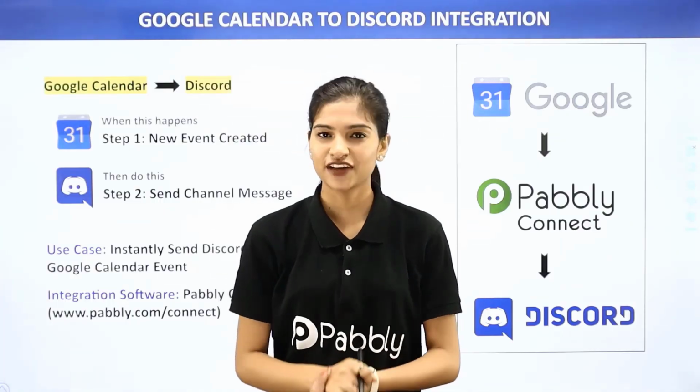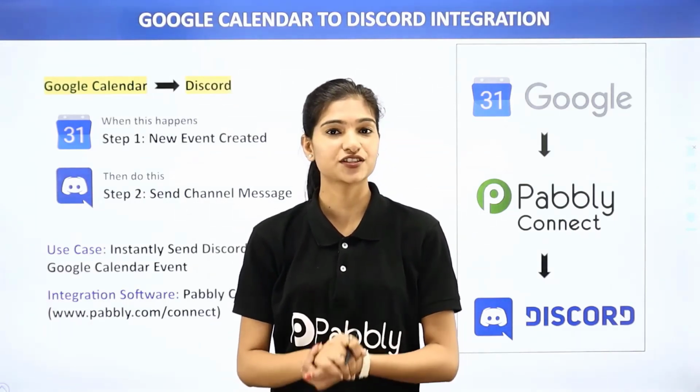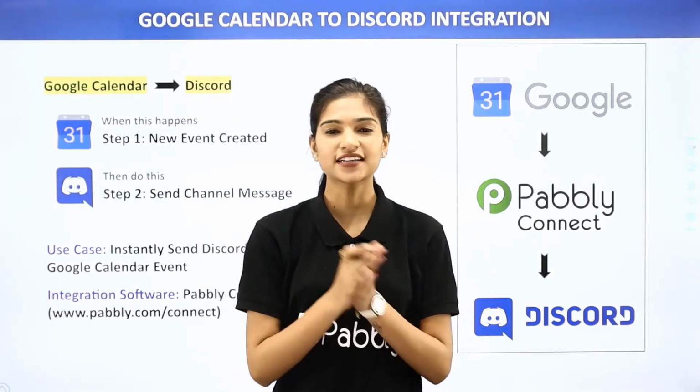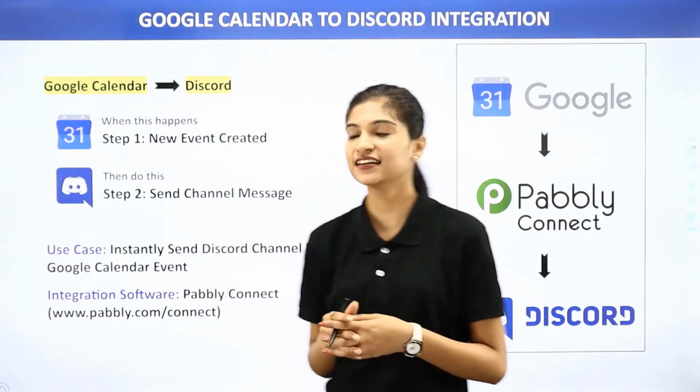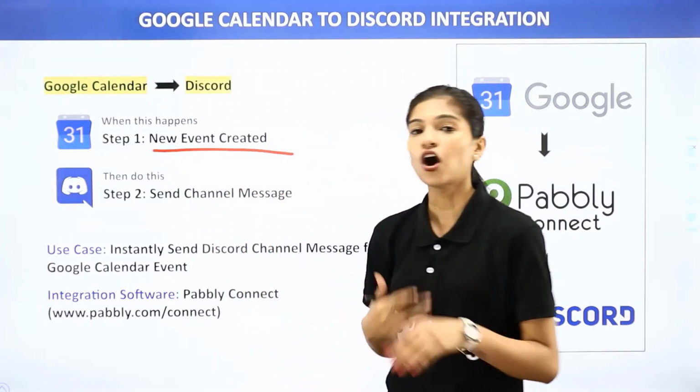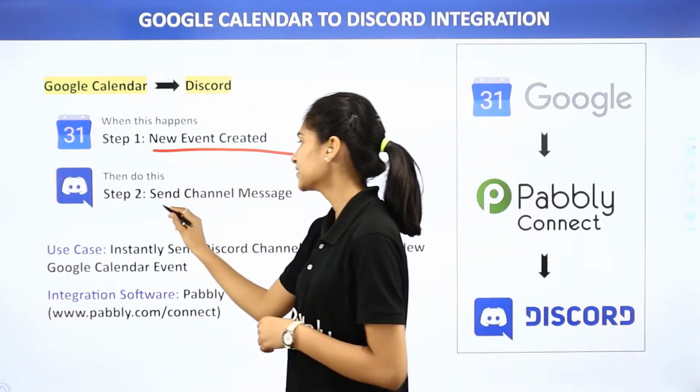Hello everyone, welcome to Pabbly Connect. Today in this video, we are going to integrate two software applications, Google Calendar and Discord. The use case here is, whenever a new event is created in Google Calendar, automatically send a channel message in Discord.